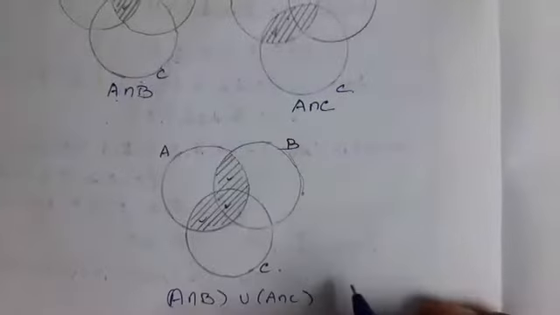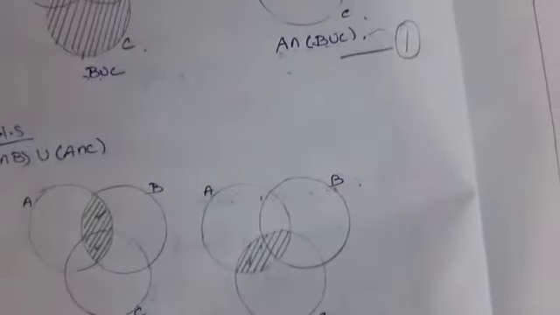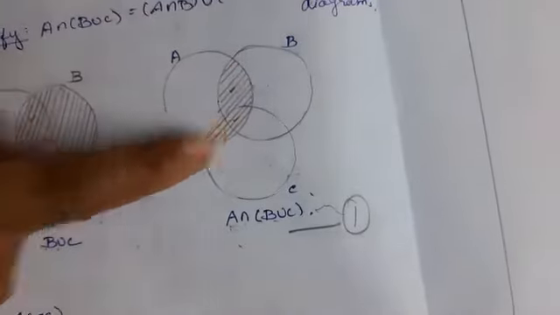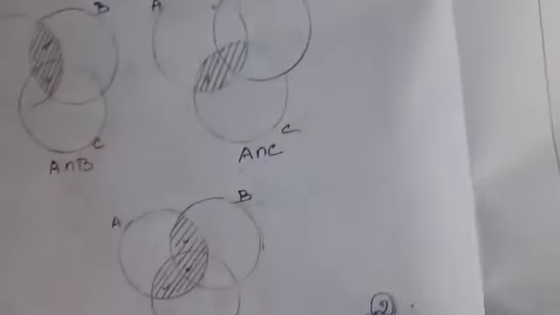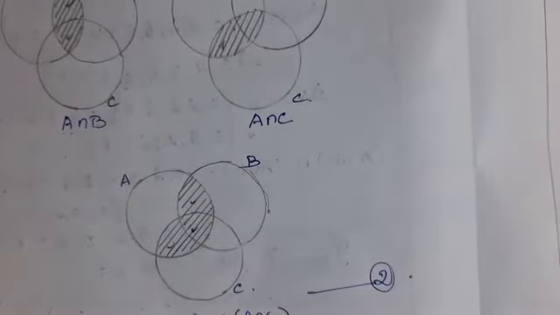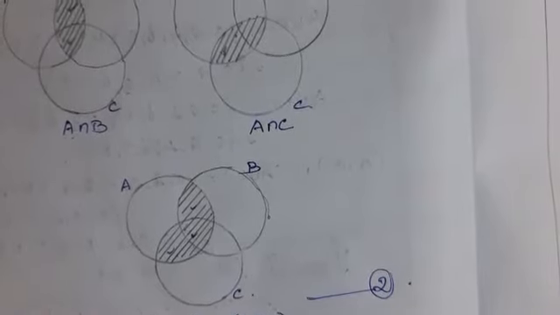Now take this as equation 2. Now see the first equation, that is, see the portion. See the second equation. From 1 and 2, A intersection B union C is equal to A intersection B union A intersection C is verified.